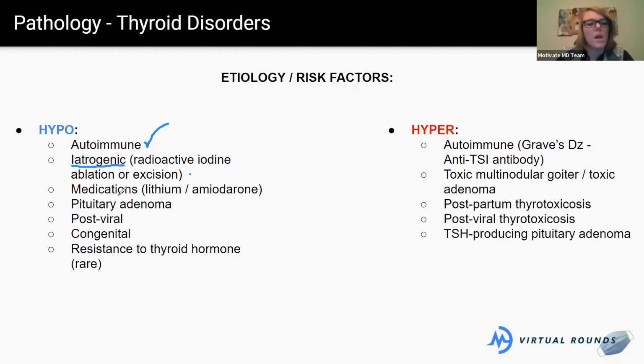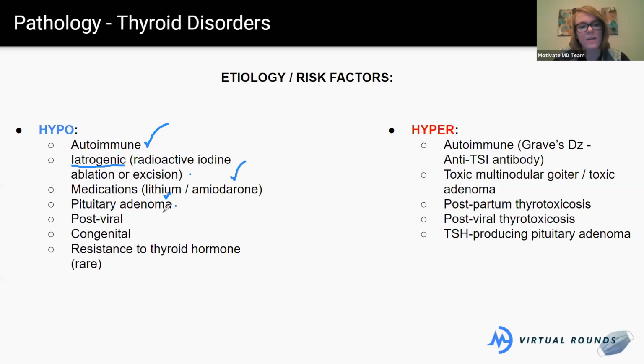All right. And then other medications such as lithium. Does anybody know what lithium is used to treat? And does anybody know what amiodarone is used to treat? Bipolar. Good job, Holly. I suspect Holly has a lot of healthcare experience. She knew that right away. Anybody know what amiodarone is used for? Good. Yeah, we use amiodarone oftentimes in the ACLS algorithm as well.